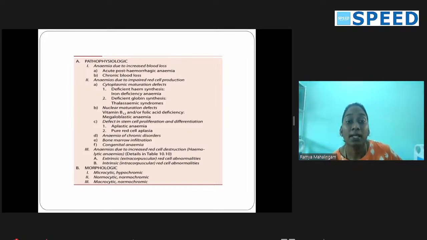Pathologically you can see all these pathological conditions, but morphologically anemia can be classified just by the size of the cell and the color of the cell. If it is a smaller sized cell, it is microcytic, and if the color, that is the chroma, is below normal, then you say it is hypochromic. And normocytic, normochromic: it has a normal size and normal chroma, but still it is going to be defective. And then macrocytic, normochromic: the size of the cell is bigger, but it still has its normal color. So these are the different anemias.